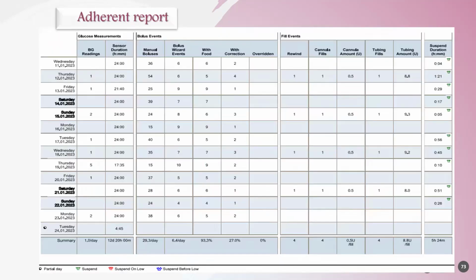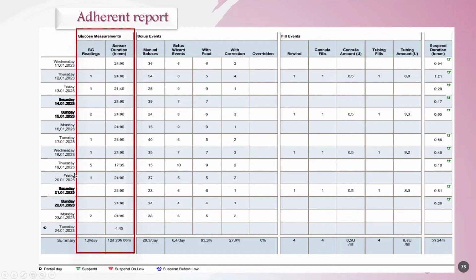For the second report, I want to see the adherence report, because I will not analyze the pump only, as I said, to determine whether it is due to a pump issue or an adherence issue. Okay, so in the adherence report we have 5 icons, 5 columns. The first one is about glucose management, and it shows you the blood sugar readings which patients enter and the sensor duration he wears, during daytime or 24 hours.